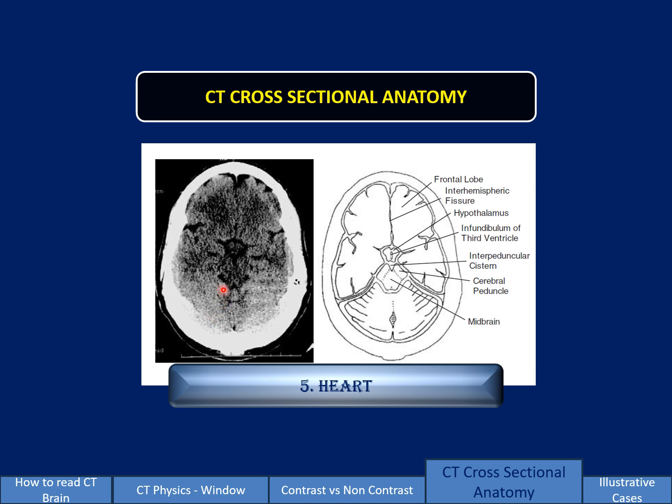The midbrain section is also called the heart section of the brain, where again, if we stretch our imagination, this looks more like a heart. This is the cerebral peduncle, this is the midbrain, this is the suprasellar cistern, basically the interpeduncular cistern. Here we are able to see again the interhemispheric fissure or the falx cerebri, frontal lobe, the temporal lobe, and this is the cerebellum.